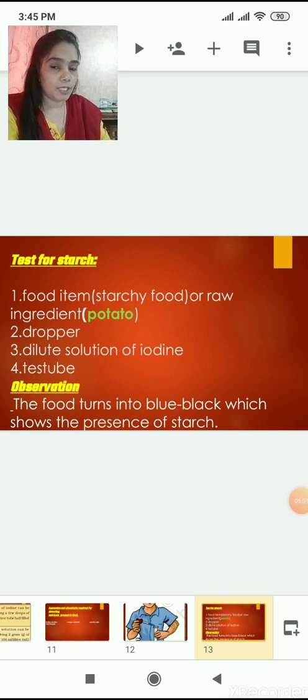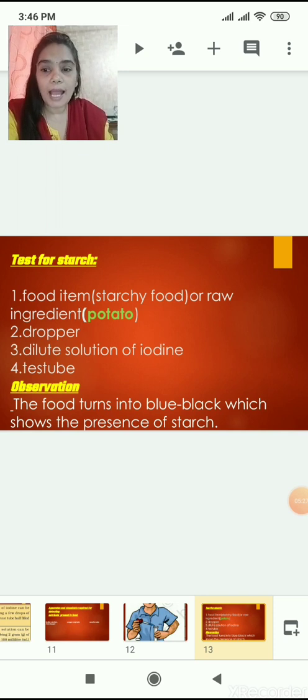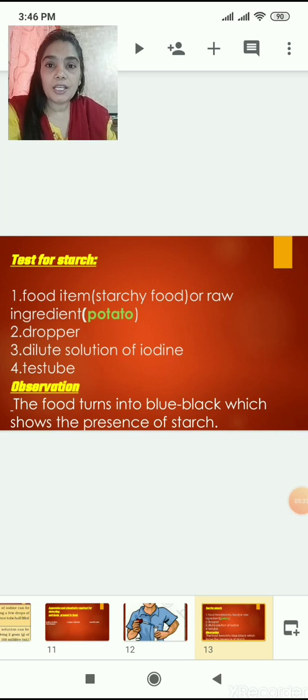Now after some time, what will happen to the food? We are going to observe what happens to that food item. Do you know what will happen? Yes, the food will turn blue black. If the food turns blue black, it indicates that it contains starch.